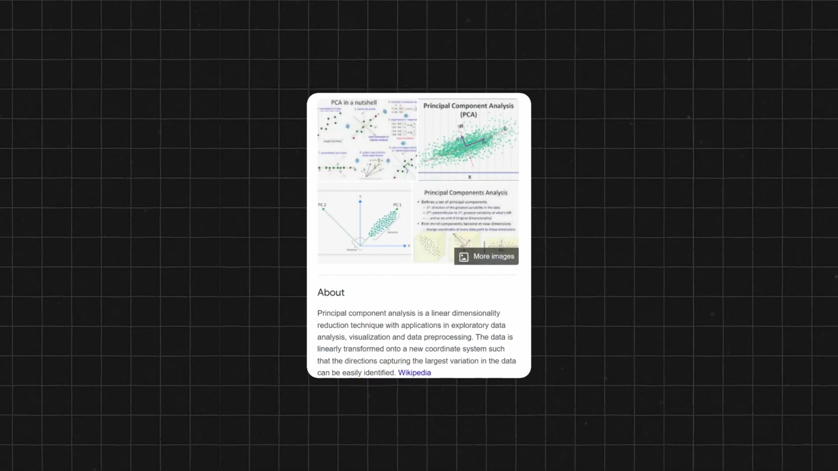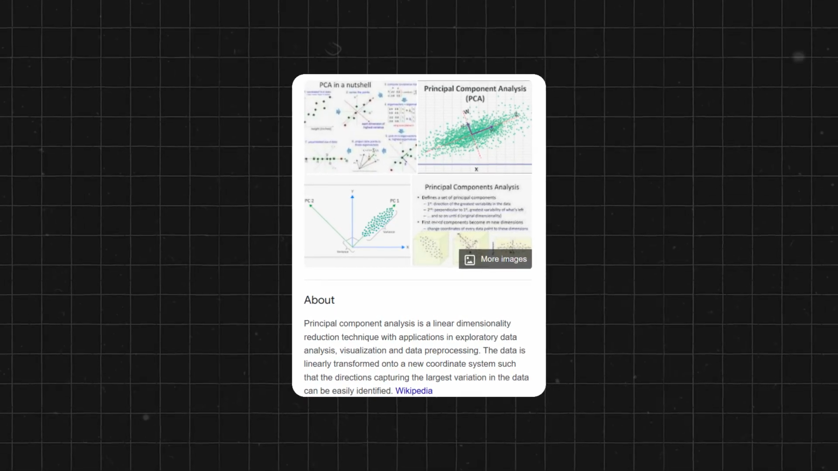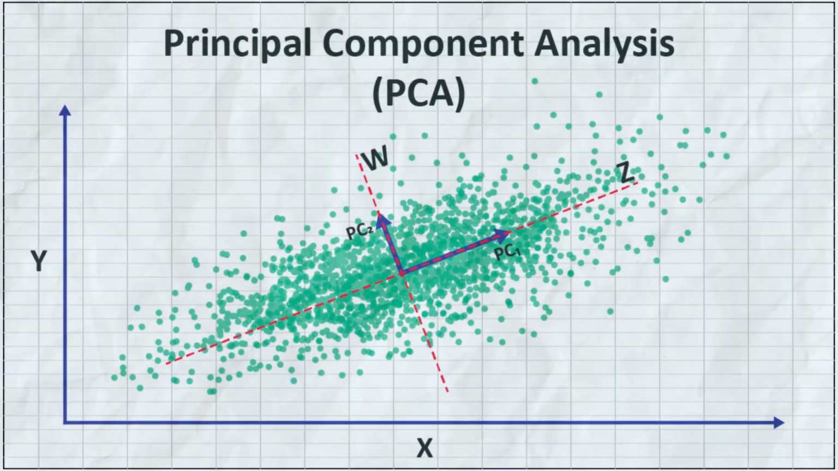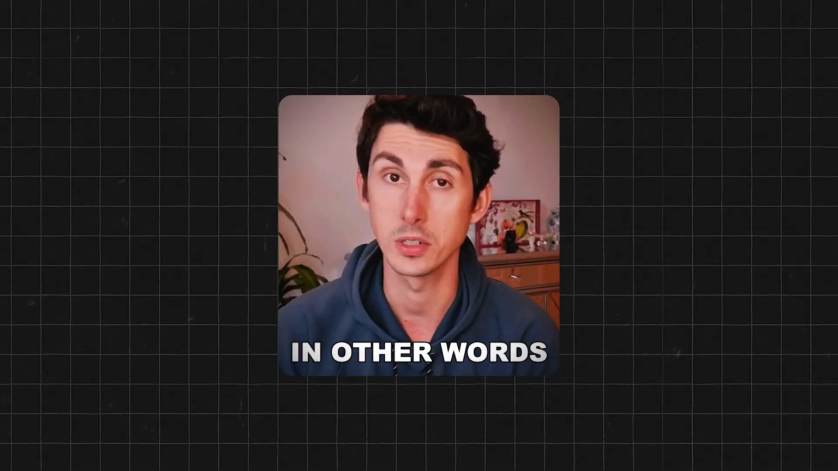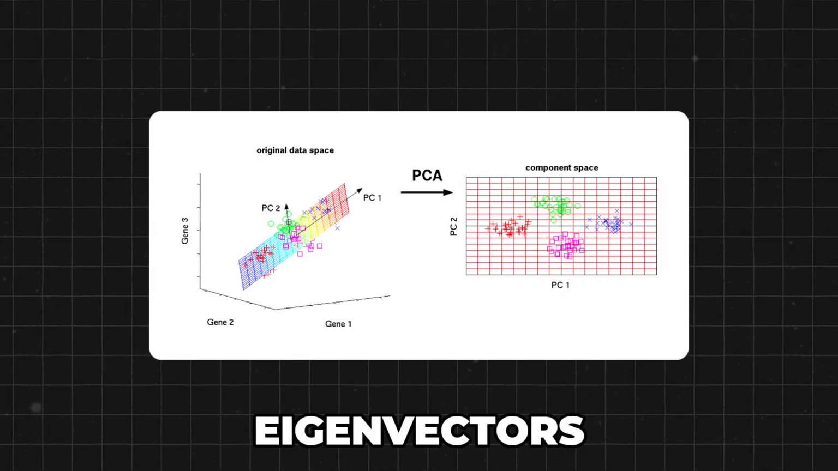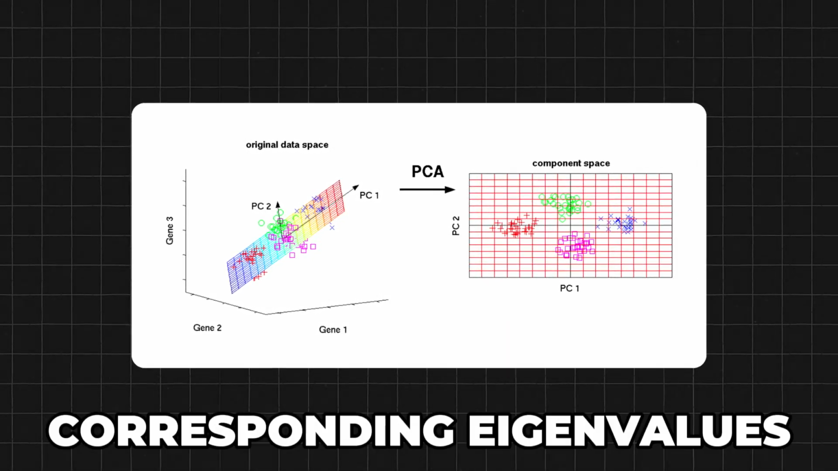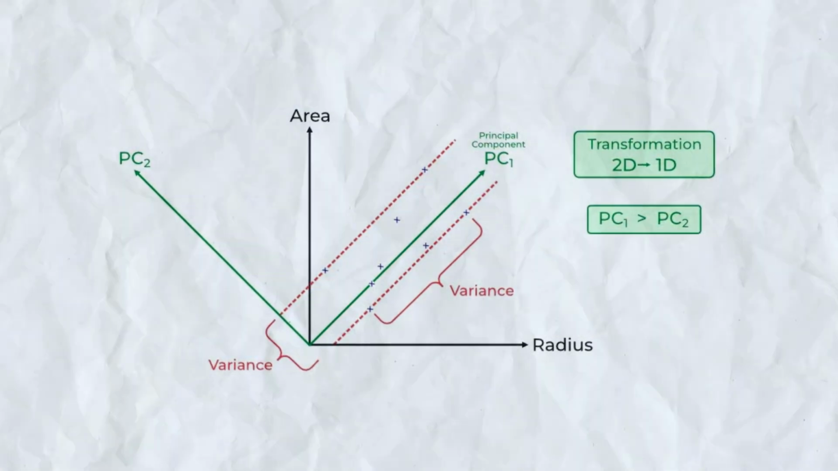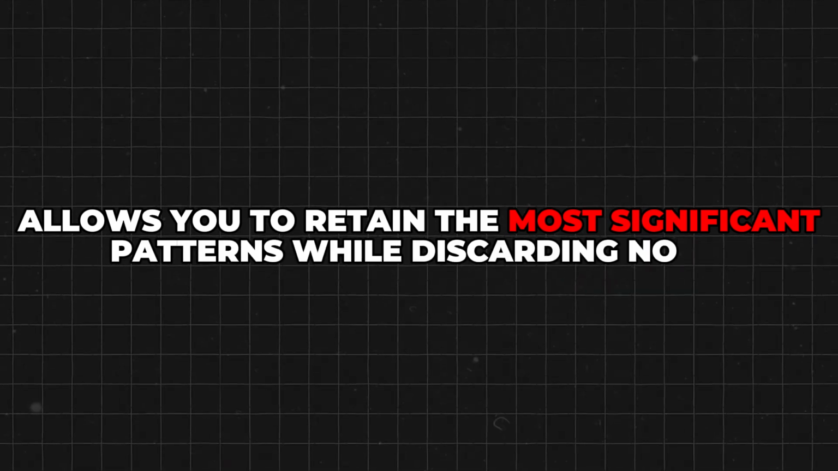PCA is a cornerstone technique for dimensionality reduction that finds the directions of maximum variance in the data. Its core operation involves computing the covariance matrix of the data and then solving an eigen-decomposition problem. In simple terms, you seek eigenvectors that, when multiplied by the covariance matrix, yield the same eigenvectors scaled by corresponding eigenvalues. These eigenvectors form the new axes for the data, and selecting the ones with the highest eigenvalues allows you to retain the most significant patterns while discarding noise.